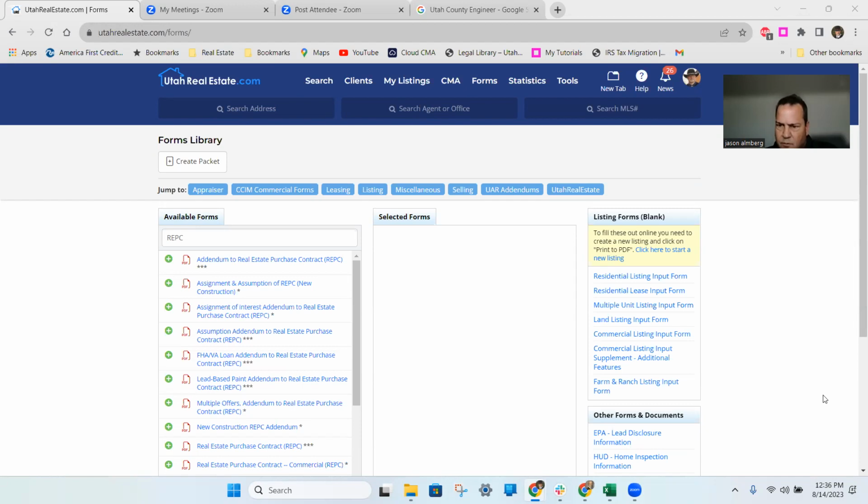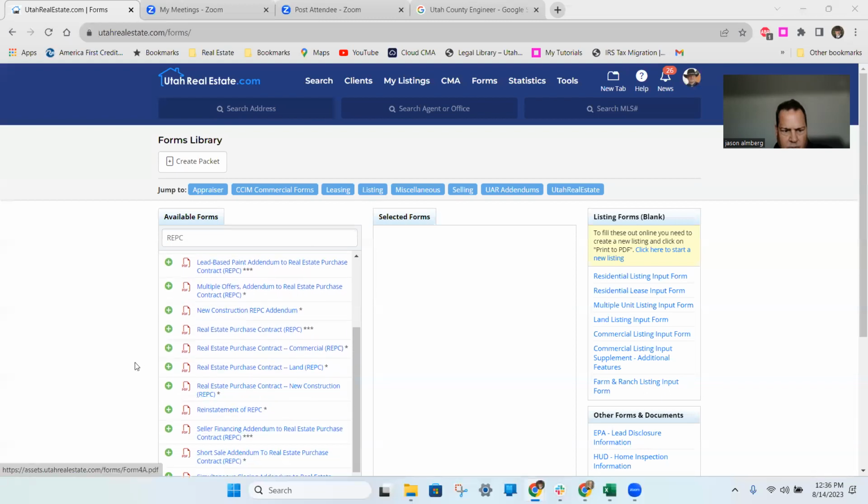The land. Yes. So if you go on the MLS and their forms and just type in REPC, it's a little kerfuffle because everywhere they use the initials REPC, it shows up. We're actually going to bring up the new construction, the real estate purchase contract. We're going to look at the commercial briefly.